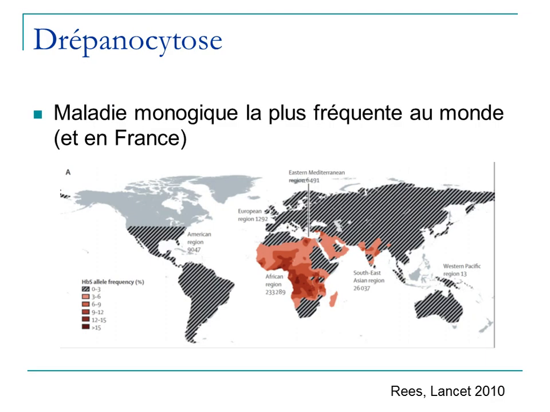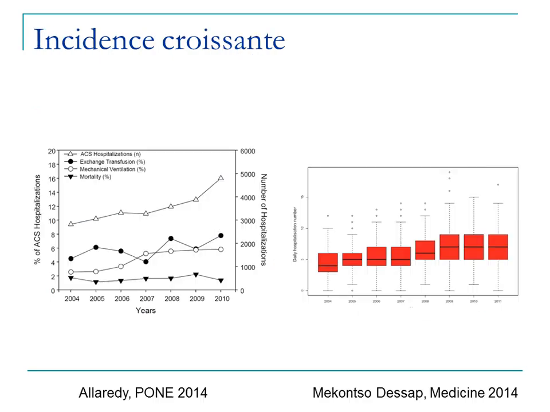Sickle cell disease is the most frequent monogenetic disease in the world, and not just in France, not just because of the overseas territories, but it's also the most common disease in the Île-de-France region. If you look at these graphs, they're quite telling.